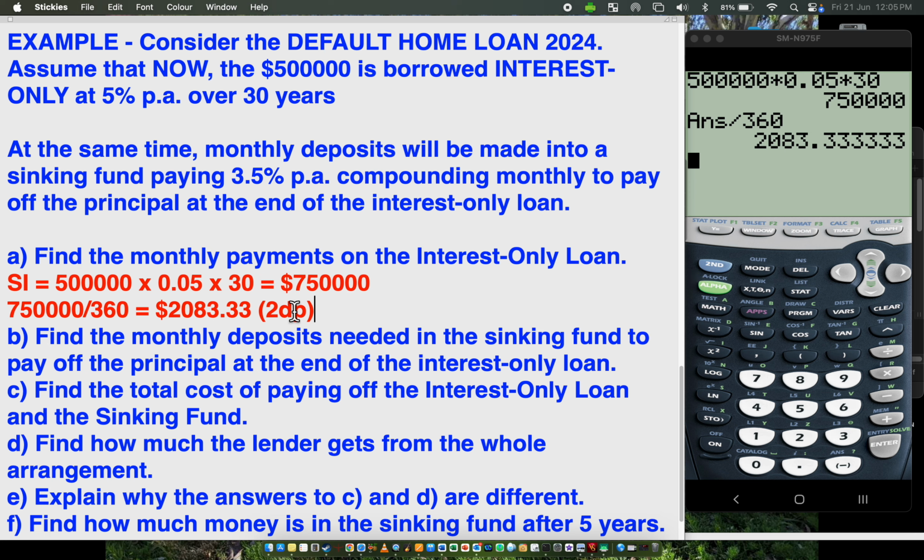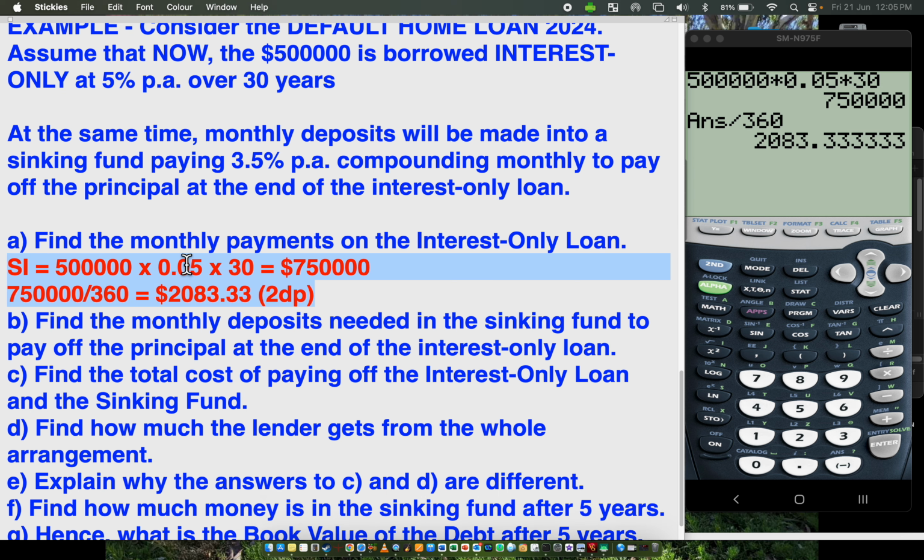Do you agree that that monthly payment is smaller than the default home loan? The default home loan was $2,400. So you can see interest only, maybe it's going to save you a little bit on the payments. Right? I'll give you 30 seconds or so. Can you get that working out, please, for find the monthly payments?